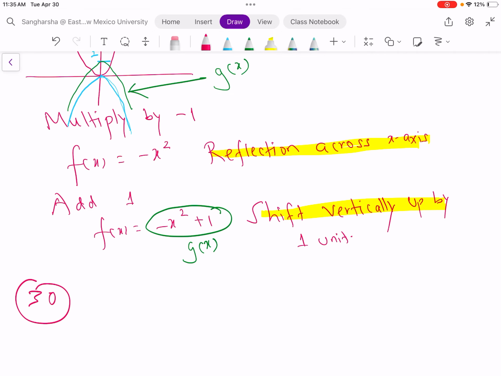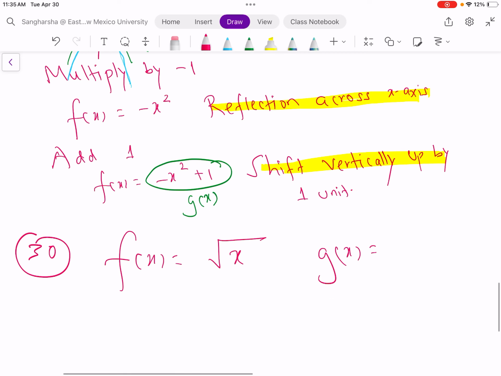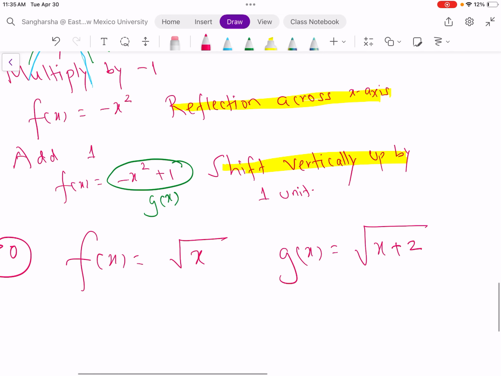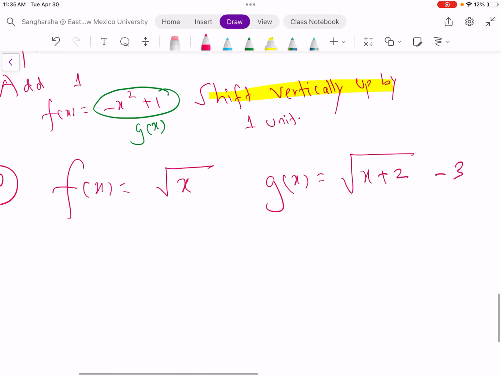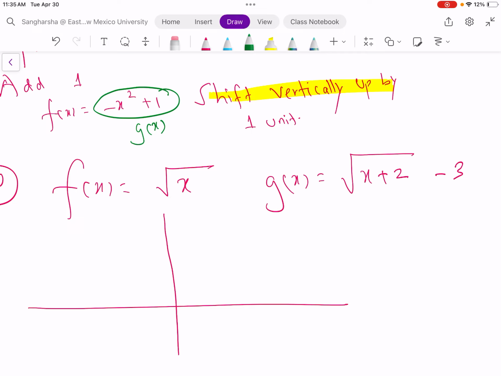So in number 30, we have our function, the basic function is square root of x. This is the basic function, and we need to plot a graph for square root of x plus 2, minus 3. So what kind of function is the basic function? Square root function, right? So let's draw a graph for a square root function, and the graph of the square root function looks like this.